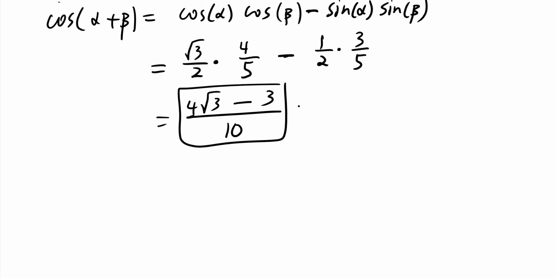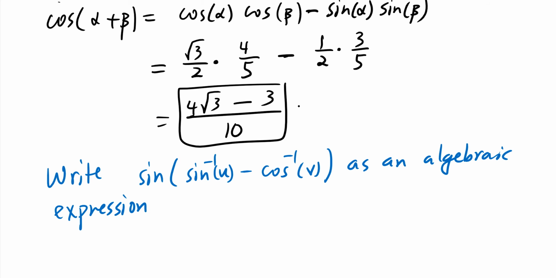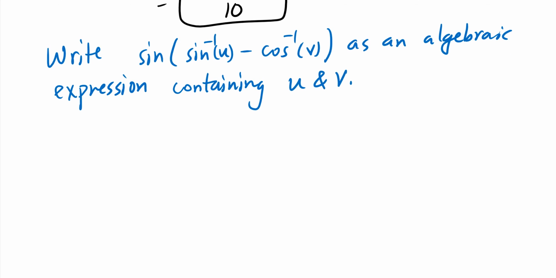You can be asked in a more general way to write something like sine of sine inverse of u minus cosine inverse of v as an algebraic expression. But you might say, wait, that's already an expression. Yes, but it's not algebraic. It involves trig. So we need an algebraic expression containing only u and v. We don't need any trig in there. I want to clean up all the trig.